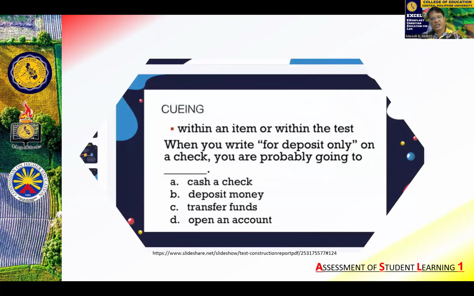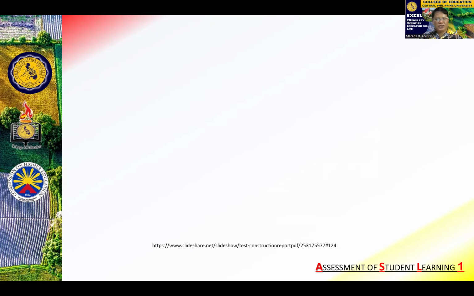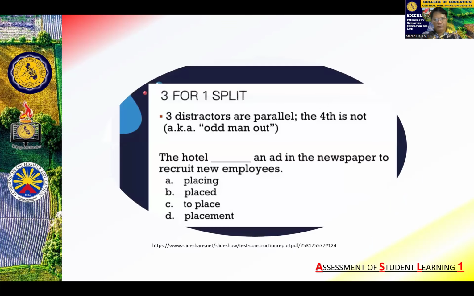For example, for cueing, I have here an example. Within an item or within the test, when you write "for deposit only" on a check, you are probably going to: cash a check, deposit money, transfer funds, or open an account. There is the cue word there, "for deposit only." So you deposit money. So that's it. That's cueing.